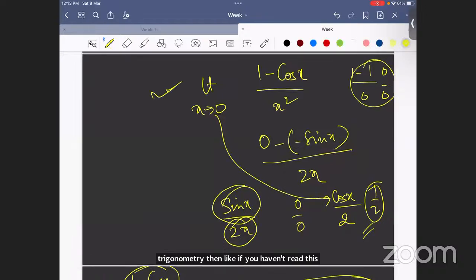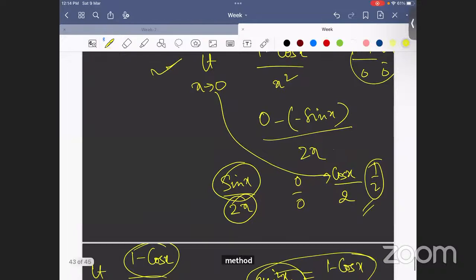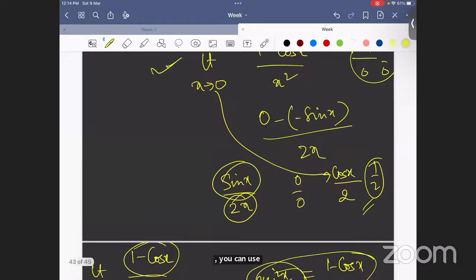L'Hopital's rule, you can use it every time. You just have to check whether it's in the form 0 upon 0 or infinite upon infinite, and if it is, you can directly use that method. For that, you just need to know the differentiation of some 10 standard functions. That is more than enough to solve any questions.